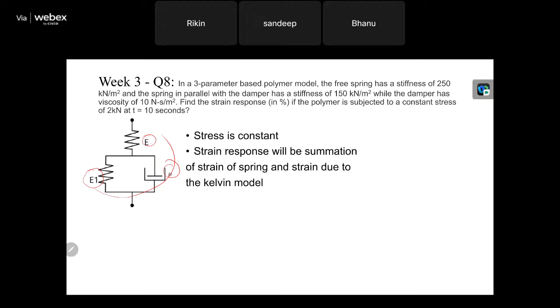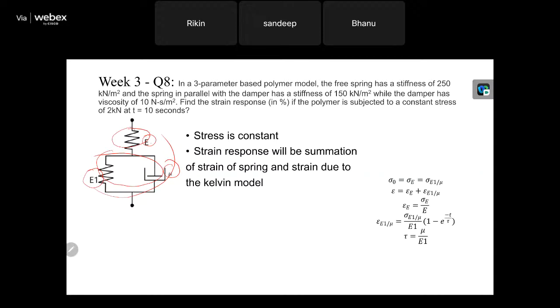So stress is constant, and the strain response will be the summation of the strain of the spring and the strain due to the Kelvin model. But you can apply the equilibrium equations, like we know that the stress in the spring and the stress in this parallel configuration will be equal because they are both in series, the parallel and the spring. Basically, we can call this one Kelvin model and one spring. So this Kelvin model and this spring are in series, so the stress in them will be equal. But the strain, which is basically the strain response, will be a summation of the strain due to the spring and the strain due to the Kelvin model.